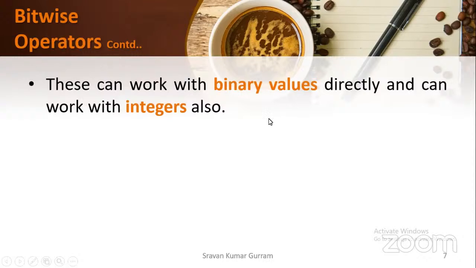So with the help of the bitwise operators, we can work with integers also. If you enter integer values in your program, that is valid. If you enter integer values like 30, 40, whatever the decimal values, that will be converted into zeros and ones internally. After converting, the bitwise operator starts working. Otherwise, if you want to give the binary value directly, like 0101, you can do that also. Both are valid.